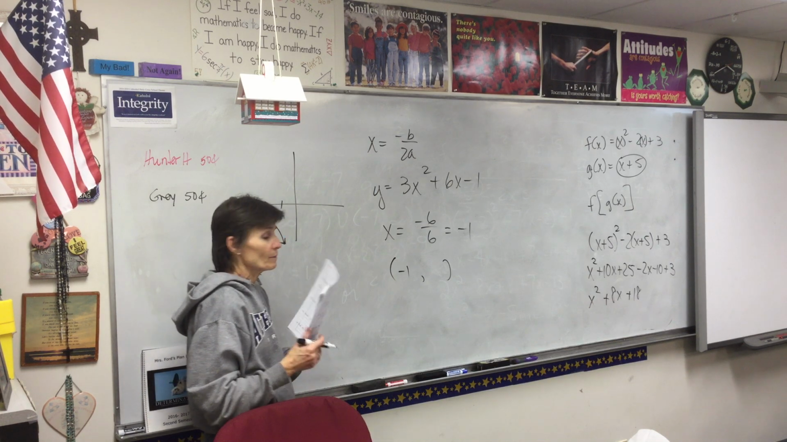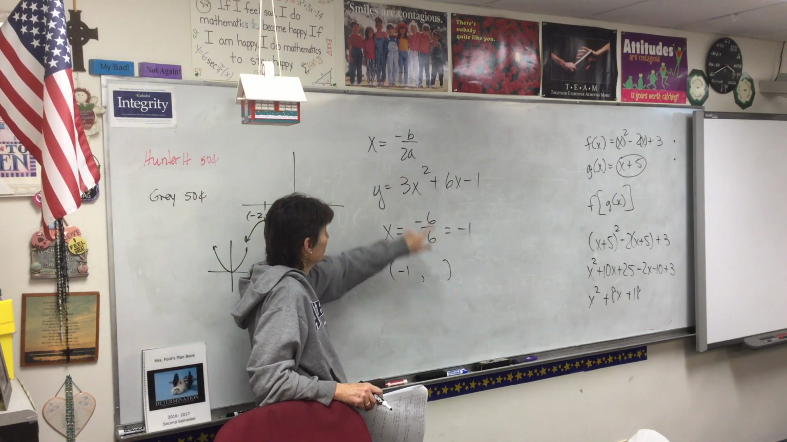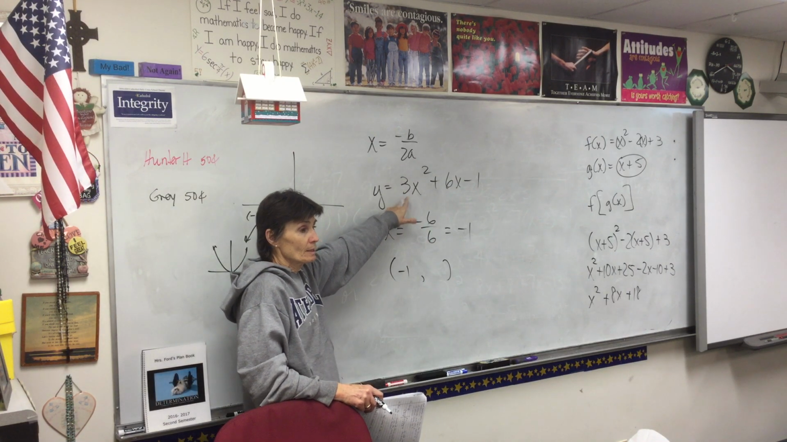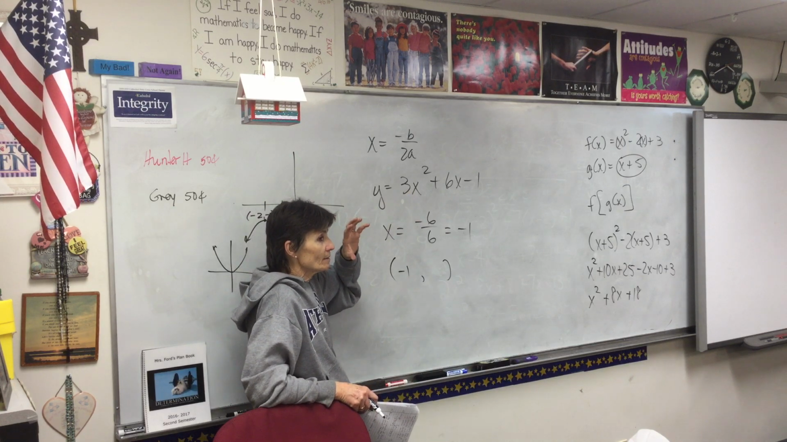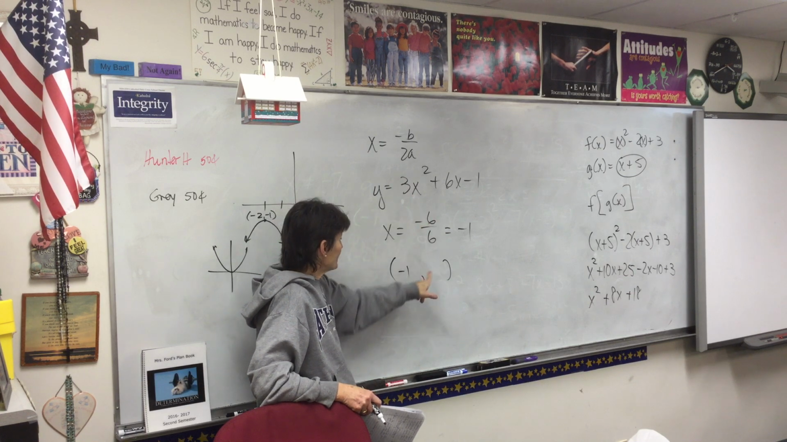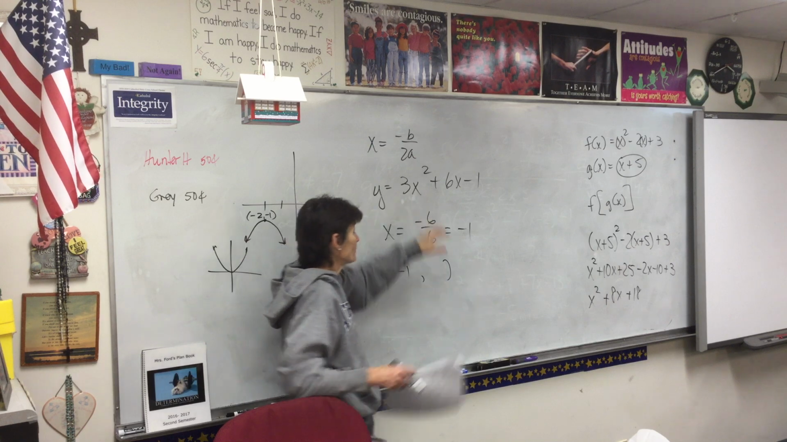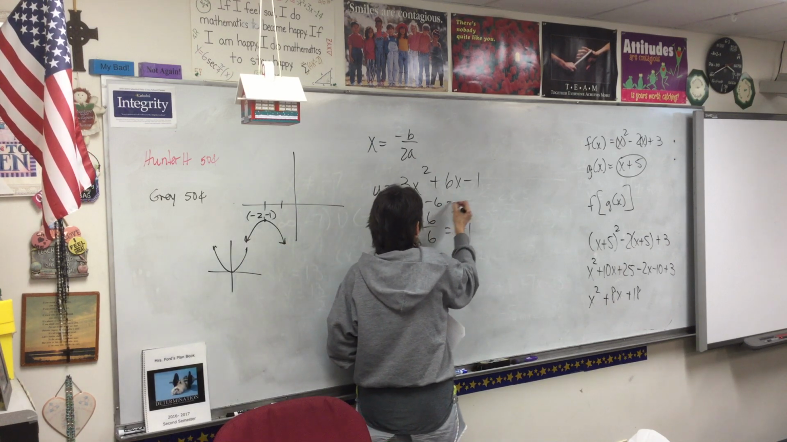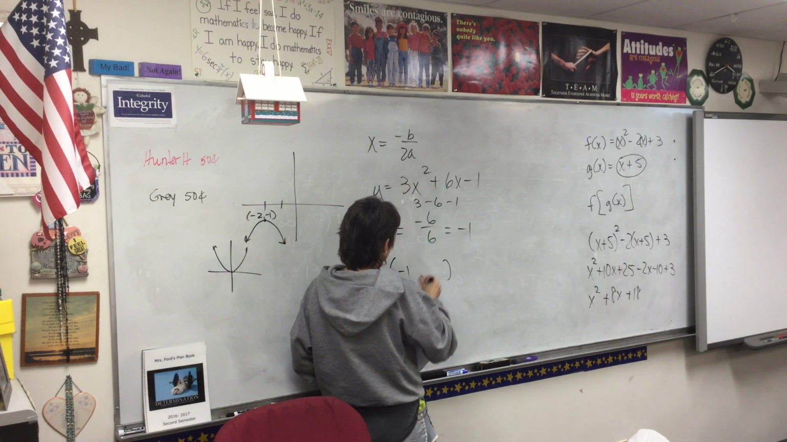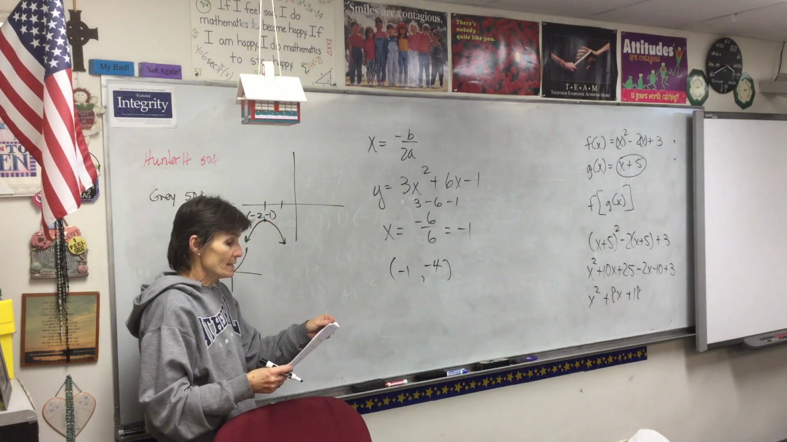Alright, so we got x equals -1. Now we're gonna take that and plug it back into our equation. Try to listen to me. You gotta square first. So you're gonna put in -1 and you're gonna square it. So you're gonna get 1 times 3. So that's just gonna be 3. Right? That's 3. Minus 6 minus 1. So what is that? -4. So your vertex is at -1, -4.